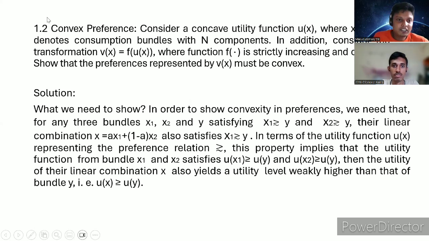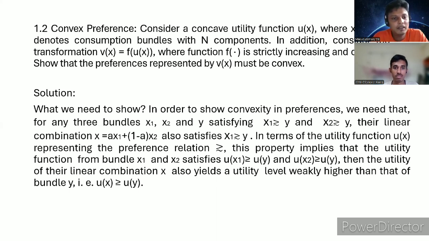My problem set is based on convex preference. We are given a convex utility function u of x, where x belongs to R plus n, denoting a commodity bundle with n components. In addition, consider the transformation v of x equal to f of u of x, where the function f is strictly increasing and convex. Now, we have to show that the preference represented by v of x must be convex.